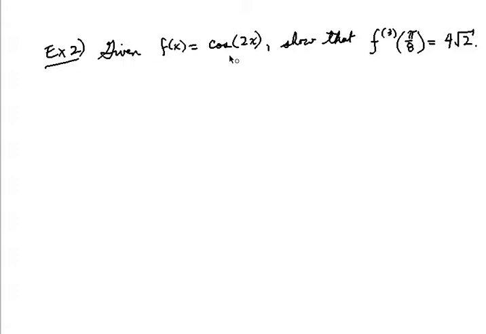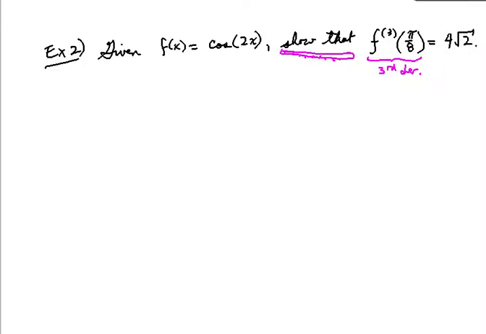Given f of x is the cosine of 2x, show that, so this is a command term, this has a specific meaning, show that f triple prime of pi over 8 is 4 root 2. Okay, so this is saying what is this? This is the third derivative, okay? So find the third derivative, plug in x equals pi over 8 into that third derivative, and then show that I get 4 root 2.